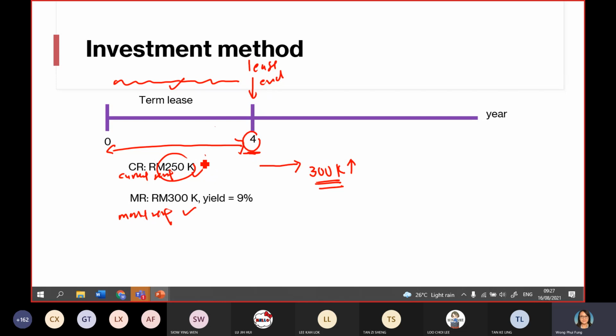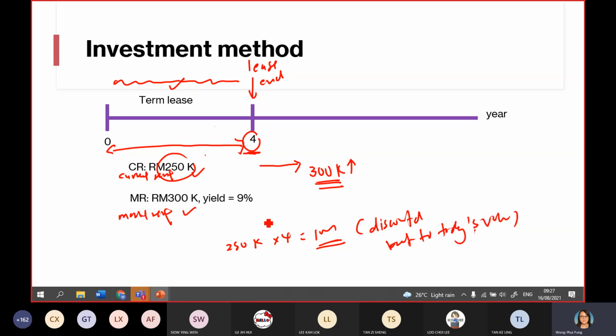So in your mind, you will just think that, oh, 4 years, okay, just use 250,000 times 4, then I get 1 million. No? It's correct. But then you are not going to get 1 million today. This 1 million you are going to receive in the future. That's why you need to discount back to today's value.